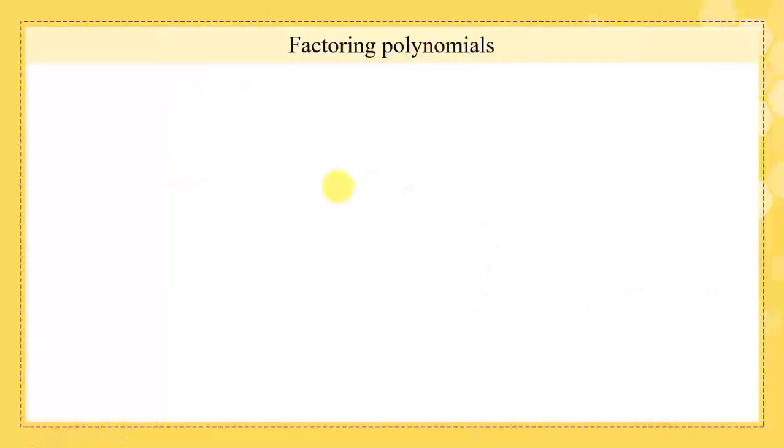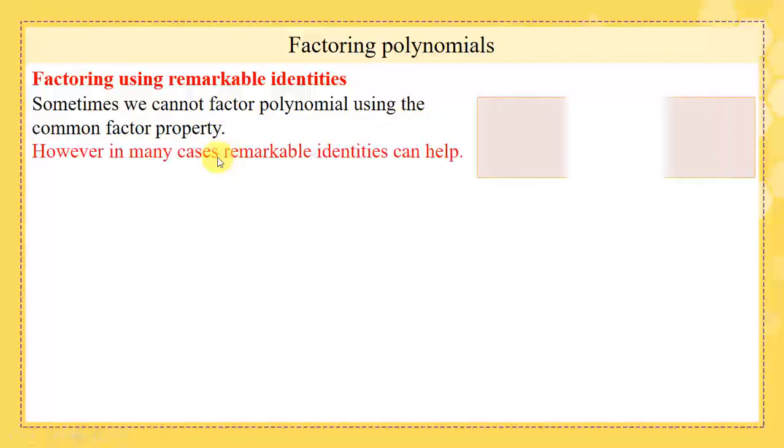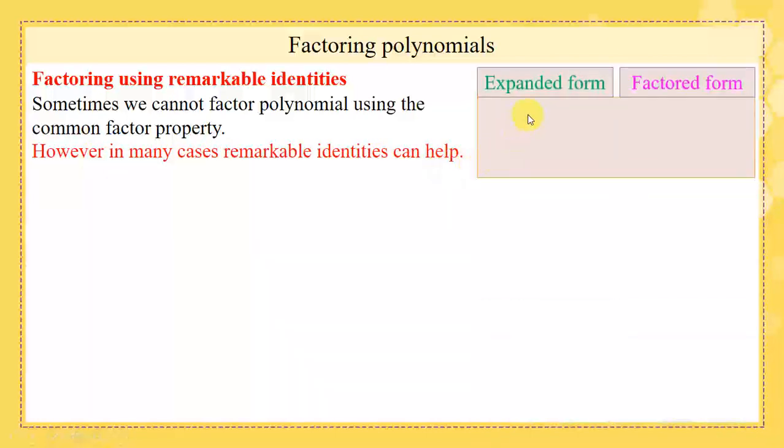Factoring polynomials. How to factorize a polynomial by using remarkable identities. Sometimes we cannot factor a polynomial using the common factor property as usual, so in many cases we may use a remarkable identity that can help. We know that the expanded form of the first remarkable identity is a trinomial having all its terms positive, while the factored form is a perfect square.